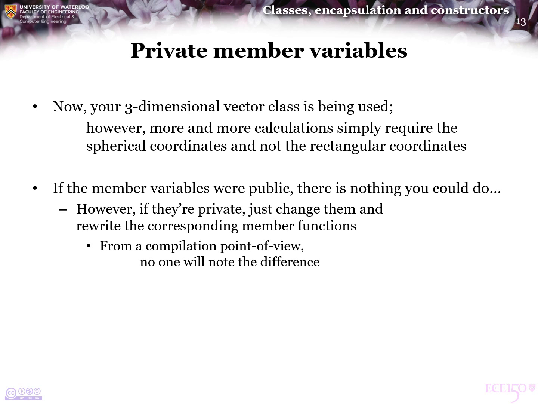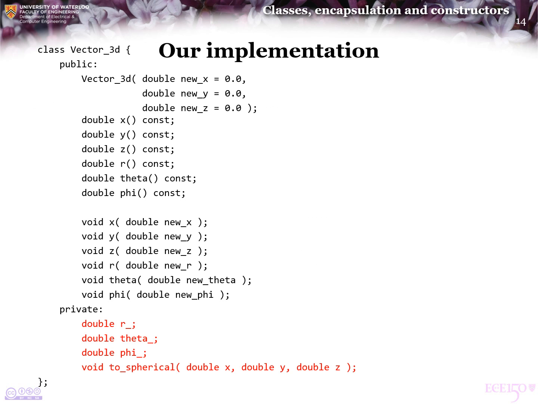However, if all your member variables are private, then all you have to do is change them and rewrite the member functions that access those. And from a compilation point of view, no one will notice. If their code compiled before, it will continue to compile. Only what is being compiled may change slightly.